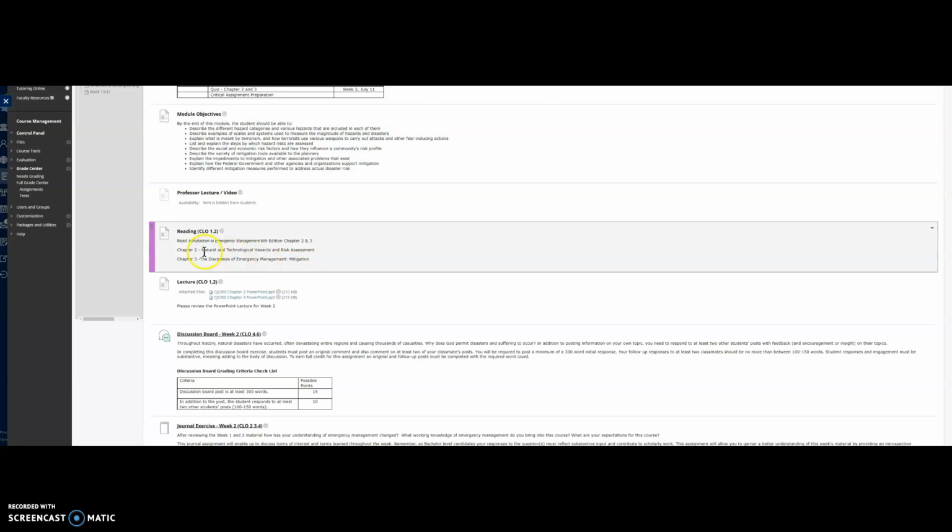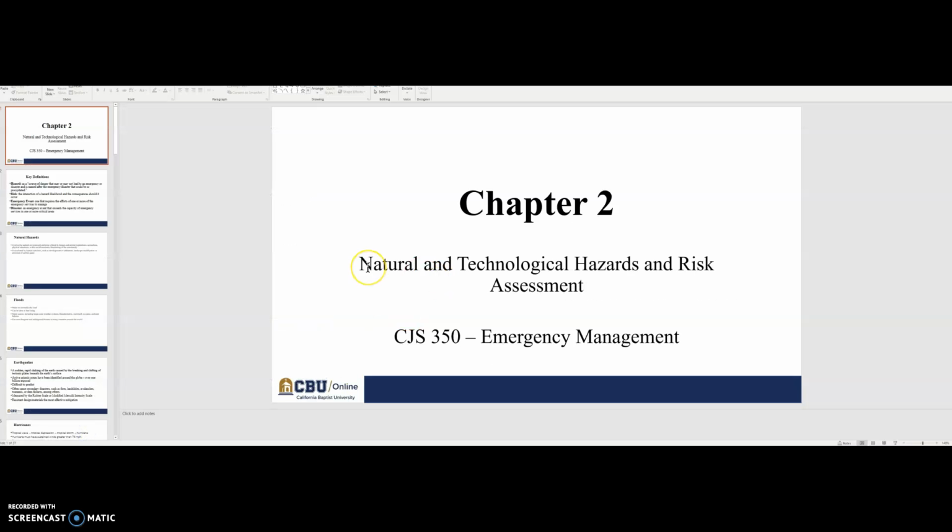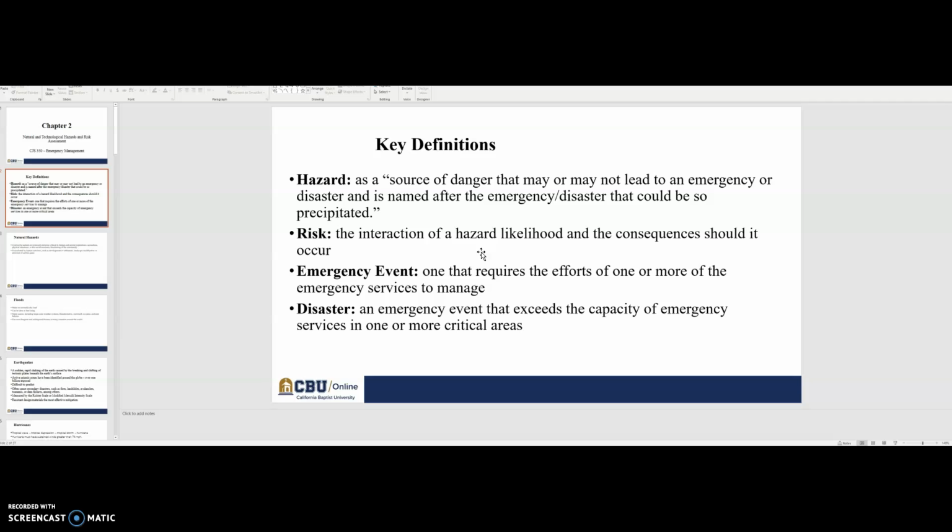Moving on, your reading will consist of natural and technological hazards and risk assessment, as well as the disciplines of emergency management, mitigation. And then we have your 2 PowerPoints here, and we'll go ahead and get started into chapter 2. There are 37 slides here, but we're just going to get to the main portions of them.